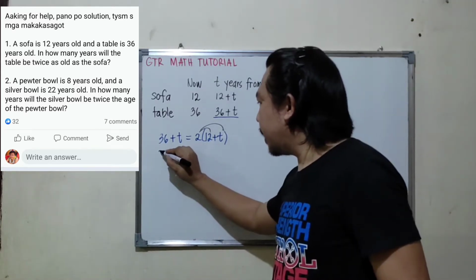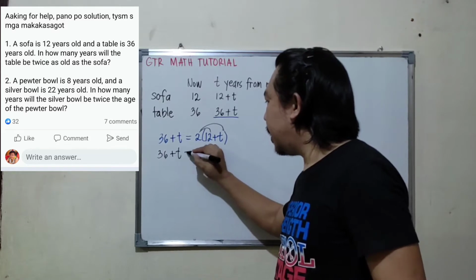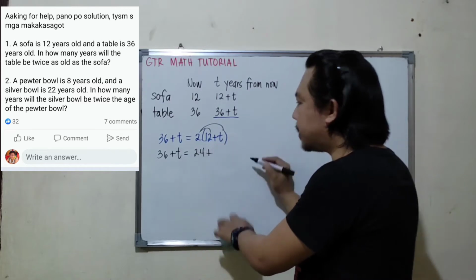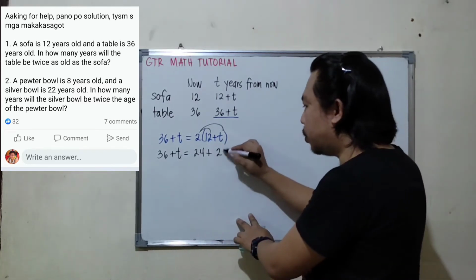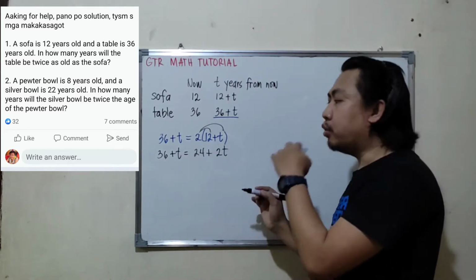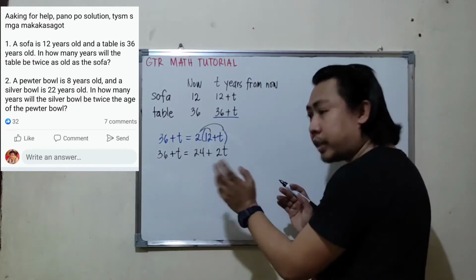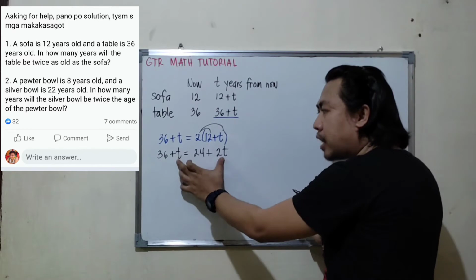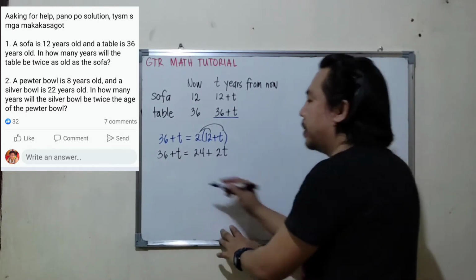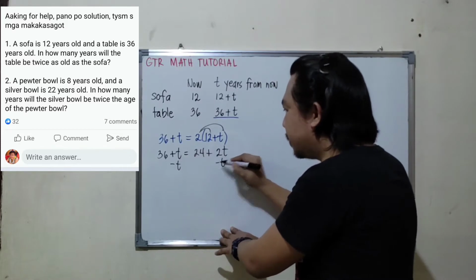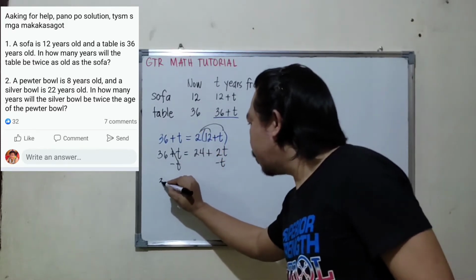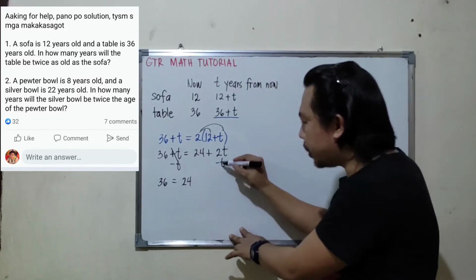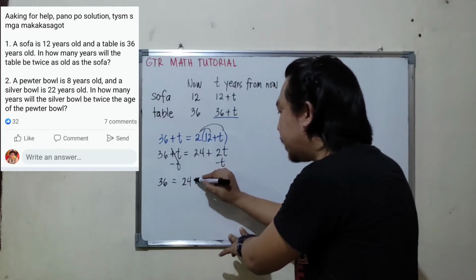So, we have, i-write lang natin yung 36 plus t equals 2 times 12, so that is equal to 24, plus 2 times t, so that is equal to 2t. Then, pagsamahin natin yung t sa isang side lang. So, meron tayong positive t and positive 2t. Dahil parehas positive, dalhin natin itong t dito sa kabila. So, subtract t to both sides. So, mawawala na to. So, just copy the rest. So, we have 36 equals 24, 2t minus t, so that is equal to positive t.